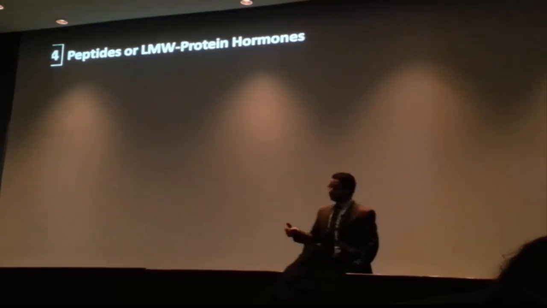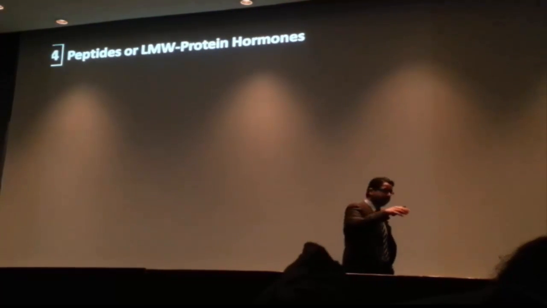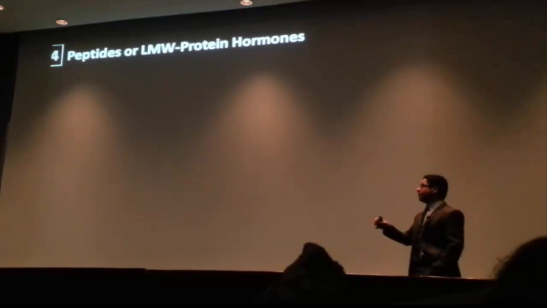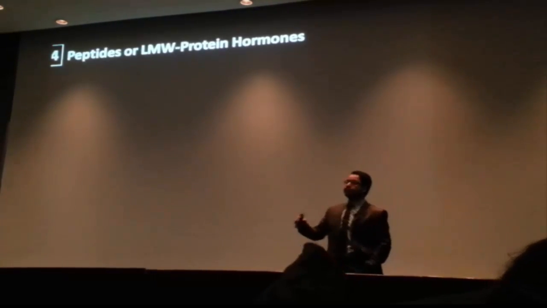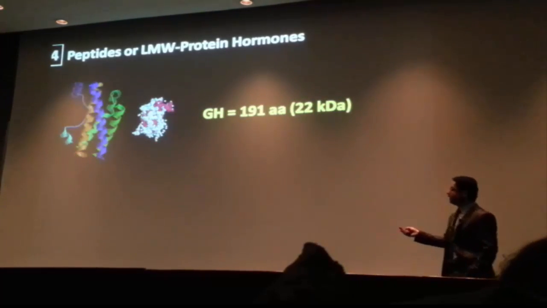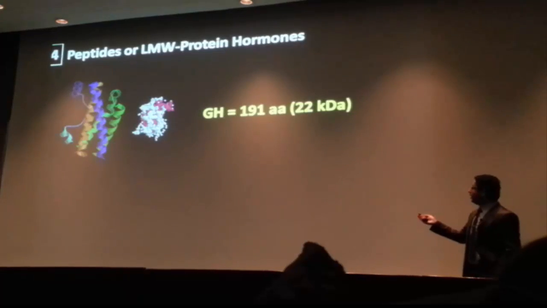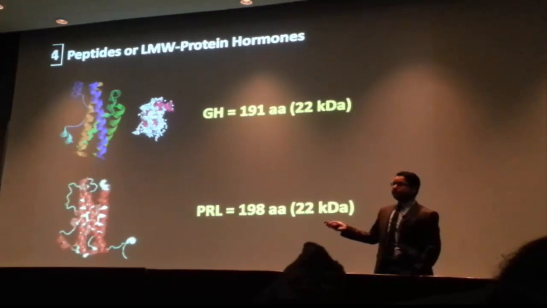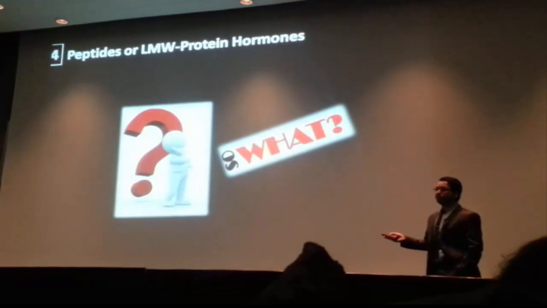Now, the fourth concept is that most of these hormones in the hypothalamus anterior pituitary axis are peptides or low molecular weight proteins. For example, if we look at the growth hormone, it's a very small one, and also prolactin. But the question is, so what? Who cares?